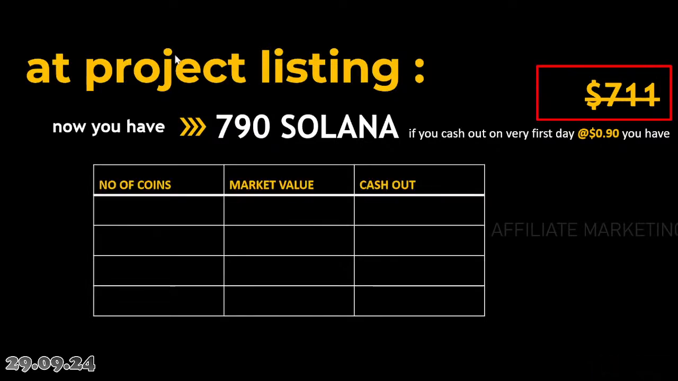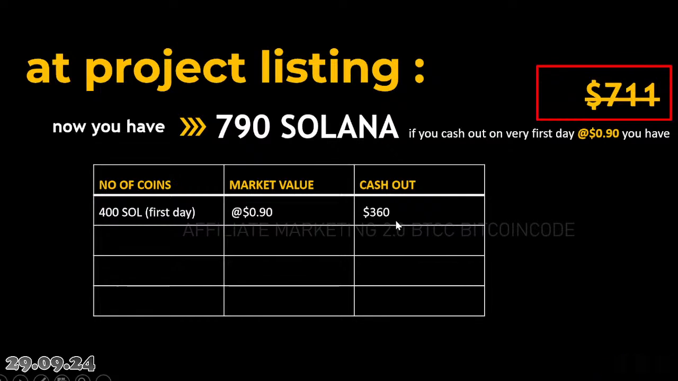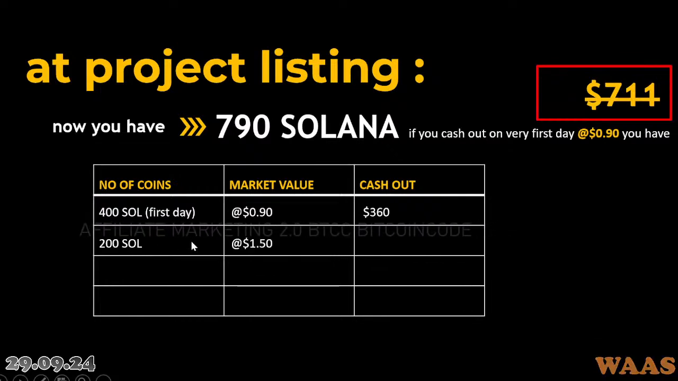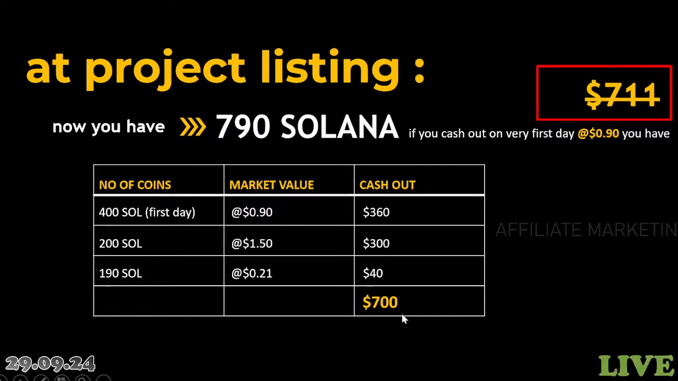So if you are just cashing out 400 coins on the first day, and the market value is 0.90, that's the public listing value, you cash out $360. Then 200 Solana maybe a month later, when Solana went as high as $1.50, and you cashed out $300. And then you had an idea, or you were just assuming that it might jump to $2 or maybe more than that, but you missed an opportunity and the value of the coin reduced to $0.20. So that way you could not capitalize on these 190 Solana. This can happen because it is entirely up to you how you want to cash out. So like this, you made just $700.